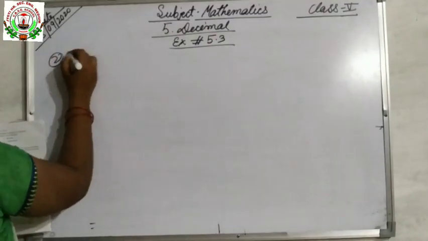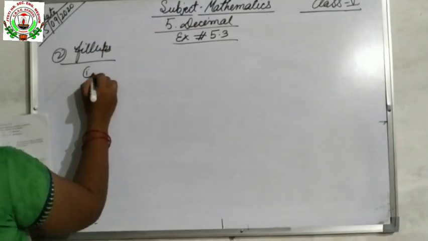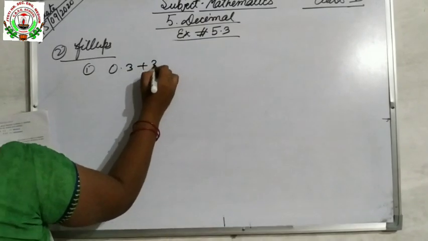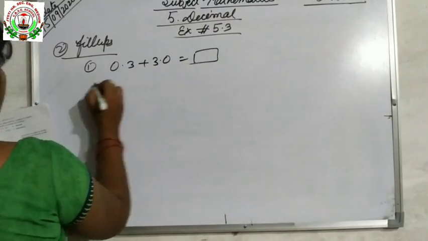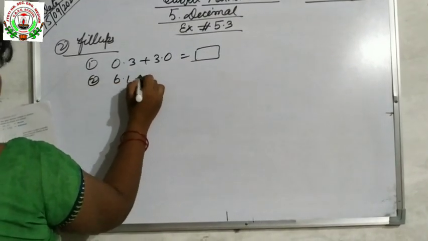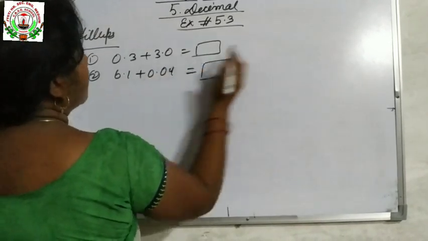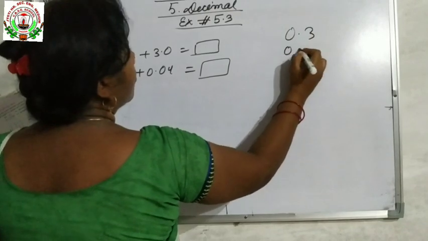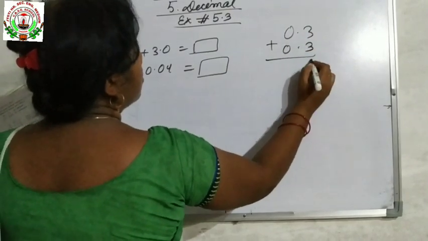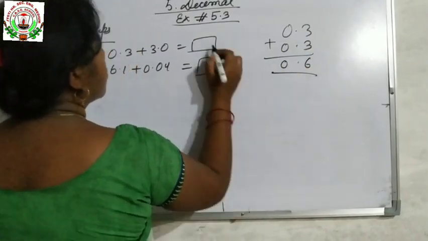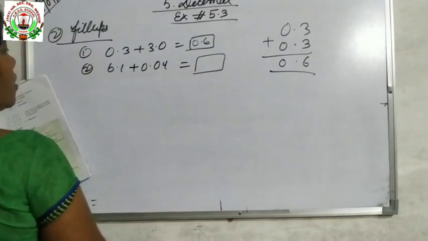Fill-ups, that is question number 2. Here also you will add and fill the fill-ups. 0.3 plus 0.3. Number 2 is 6.1 plus 0.04. Now look here, you will add it first 0.3, then again 0.3. 3 plus 3 is 6 and 0 plus 0 is 0. So your answer is 0.6.